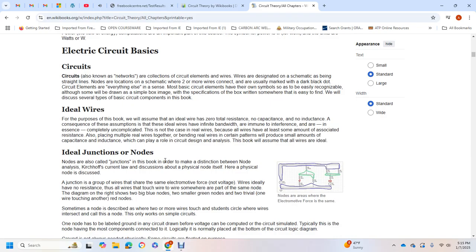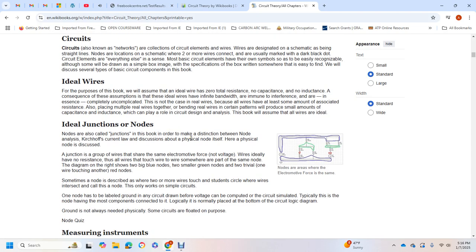Ideal wires. For the purpose of this book, we assume that an ideal wire has zero total resistance, no capacitance, and no inductance. A consequence of these assumptions is that ideal wires have infinite bandwidth and are immune to interference, so they are in essence completely uncomplicated. This is not the case for real wires, because all wires have some amount of associated resistance. Also, placing multiple real wires together and bending real wires in certain patterns will produce small amounts of capacitance and inductance, which can play a role in circuit design. This book assumes that wires are all ideal.